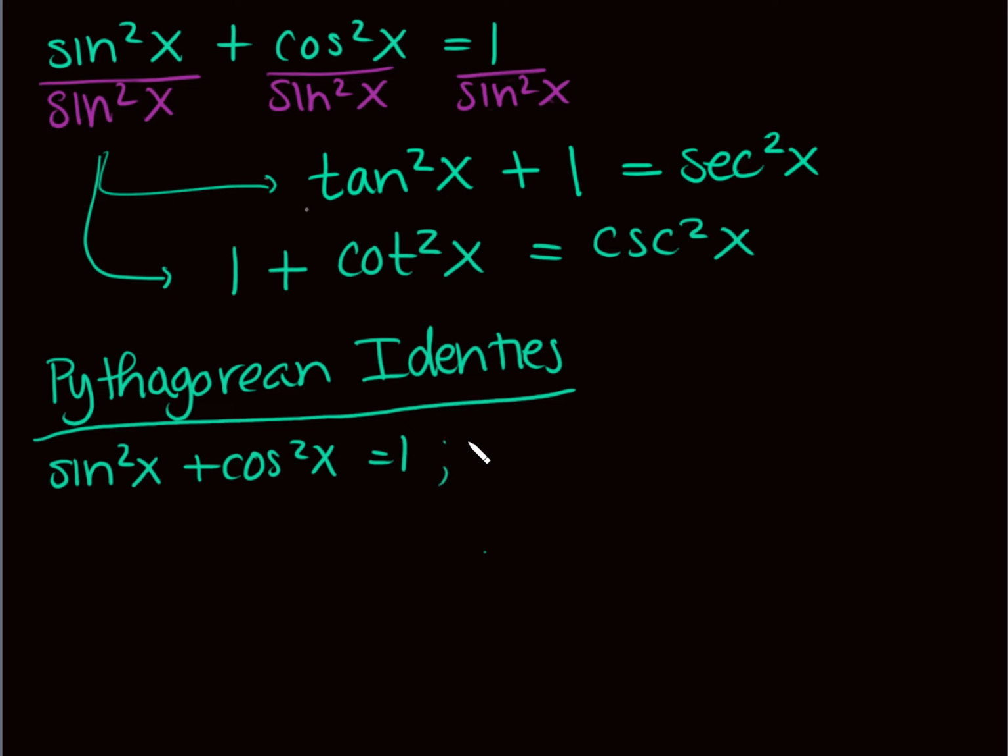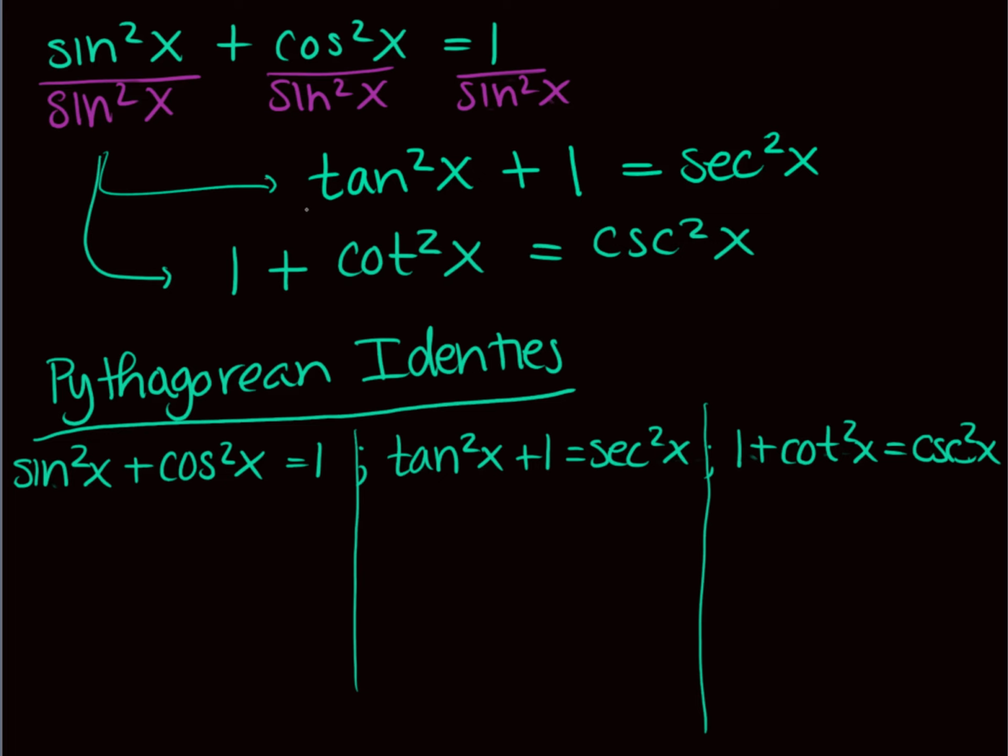We have tangent squared x plus 1 equals secant squared x. And then we have 1 plus cotangent squared x. Let me fit this in a little bit better. That's the power of the pause button and then starting it again. All right, I just wanted to kind of break these up because we can actually get some other identities that are kind of cool from this.